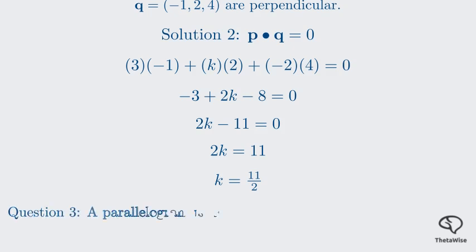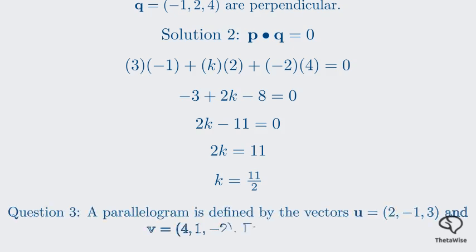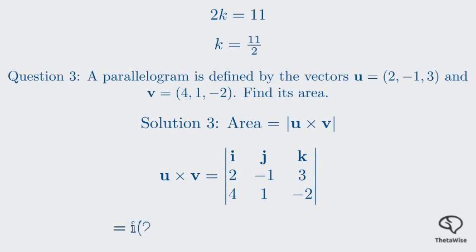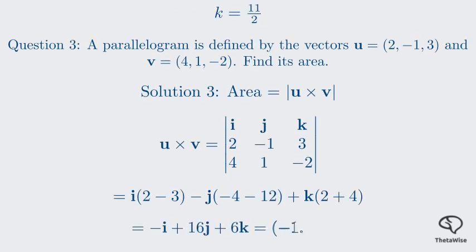Question 3 asks us to find the area of a parallelogram defined by two vectors. Solution 3. The area of a parallelogram is the magnitude of the cross product of its defining vectors. We will use the determinant method to calculate u cross v. Setting up and expanding the determinant, we get i times 2 minus 3, minus j times 4 minus 12, plus k times 2 plus 4. This simplifies to i plus 16j plus 6k, or the vector 1, 16, 6.